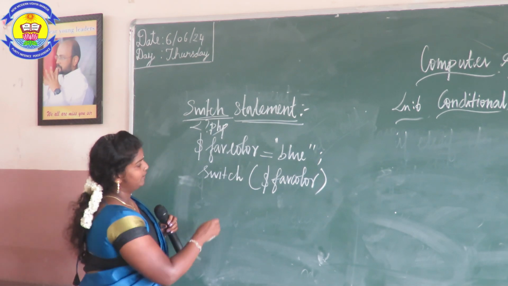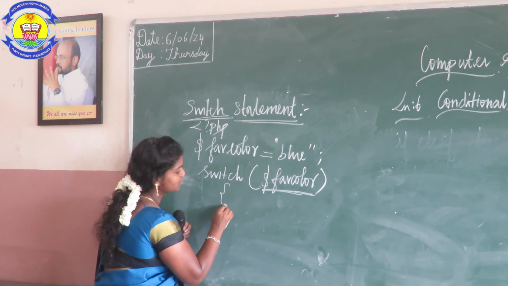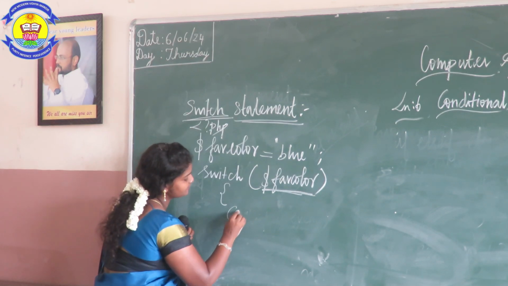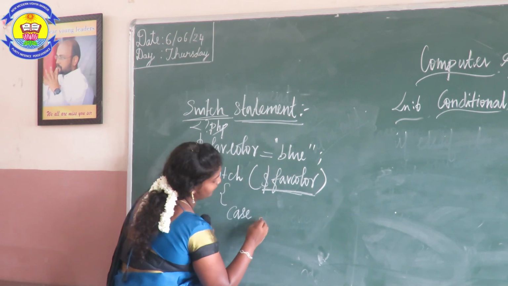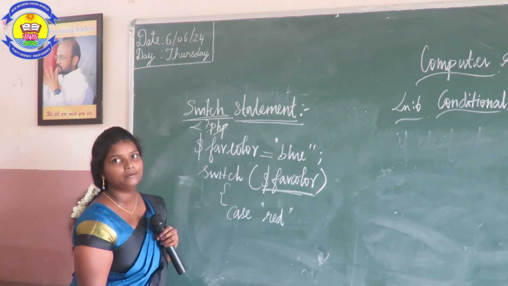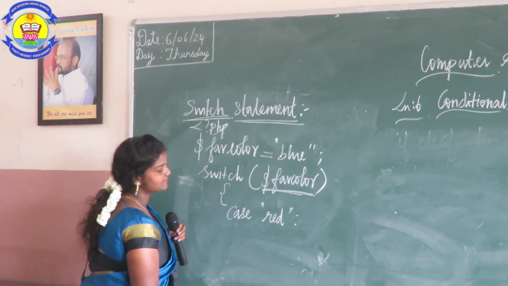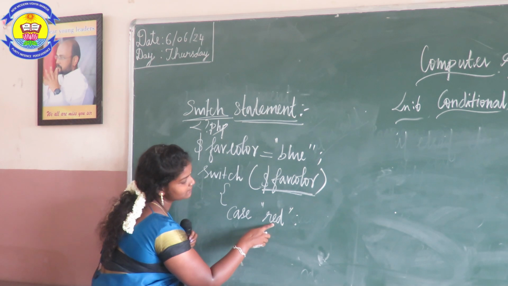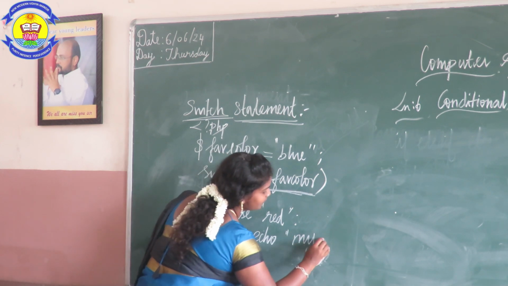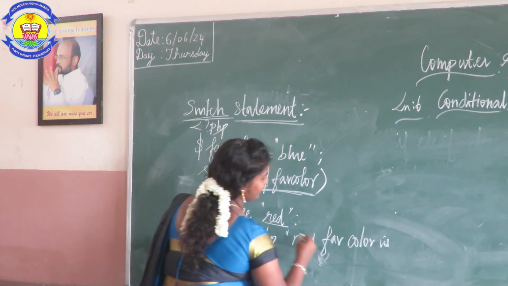So this is the syntax of the switch statement. I'm going to give a curly brace. It is the block starting stage. So the first case is favorite color is red. I already told you different cases are available. I'm going to match my favorite color. The first color here is red. If the color is matched, it will give the echo statement: my favorite color is red.